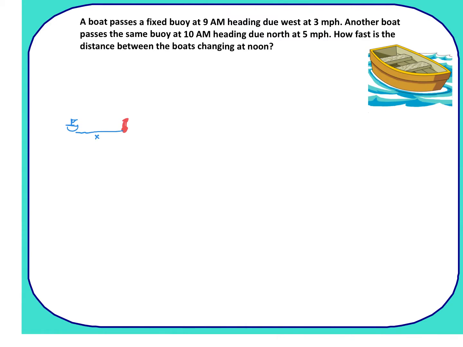And so if it's my x distance, what was given to me? Negative 3 miles per hour. dx dt is what?